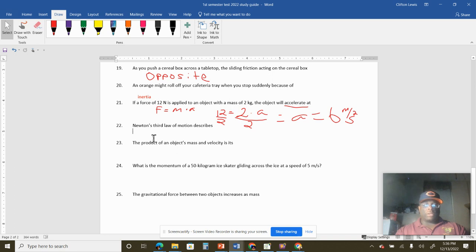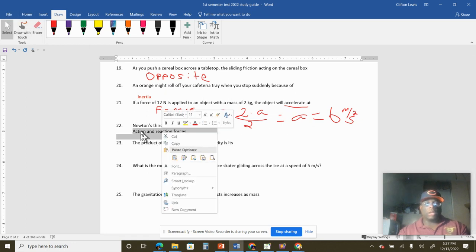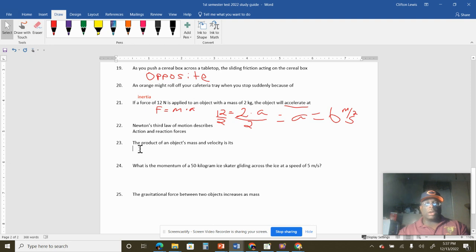Newton's third law of motion. What does that describe? It describes how forces interact. It's action and reaction forces. So y'all just pay attention on that one.